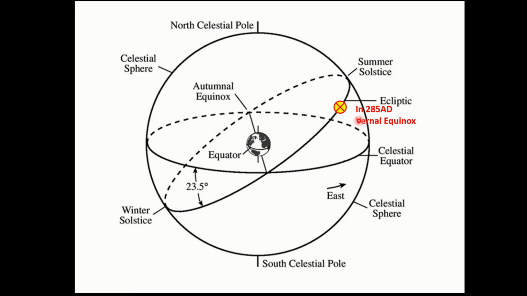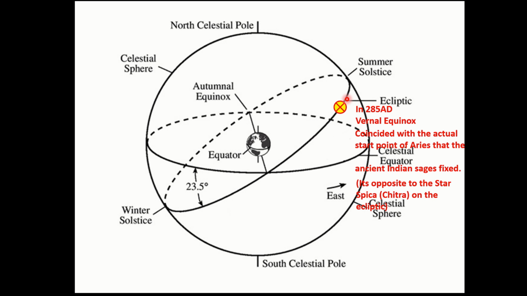in 285 AD, this was where the vernal equinox exactly coincided with the actual start point of Aries that the ancient sages fixed. So here is the actual start point of Aries, which happened around 285 AD.